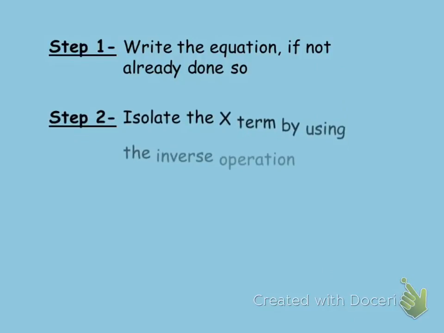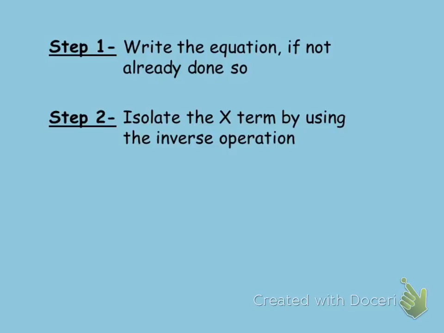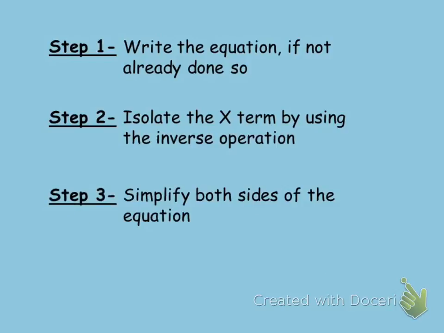Step 2 is to isolate the x term using inverse operation. So you figure out where your variable is, and then you work on getting it by itself using inverse operations. And then number 3 is you simplify both sides of the equations. You know that you are done when you have x equals some number, or p equals some number, or some number equals w. That's when you know that you're done. So we're going to follow these 3 steps.